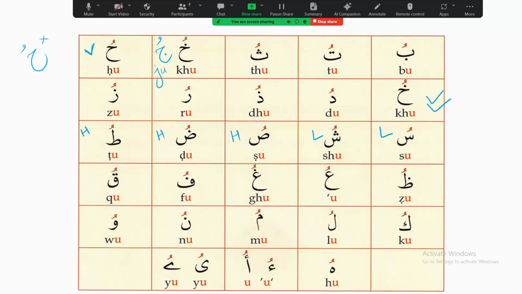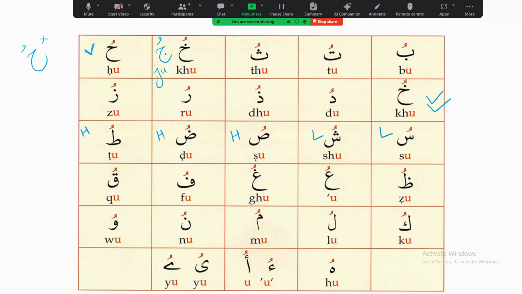Sod, sod. This letter has a whistle as well, but that is a heavy whistle compared to the light whistle of Seen. Su, and we have now sod, su, shu, su, du, tu. Dal letter with a dhamma, du, du. I'm not making a light sound, I'm making du, du. And then we have a heavy sound of tu, tu. This row is su, shu, su, du, tu.